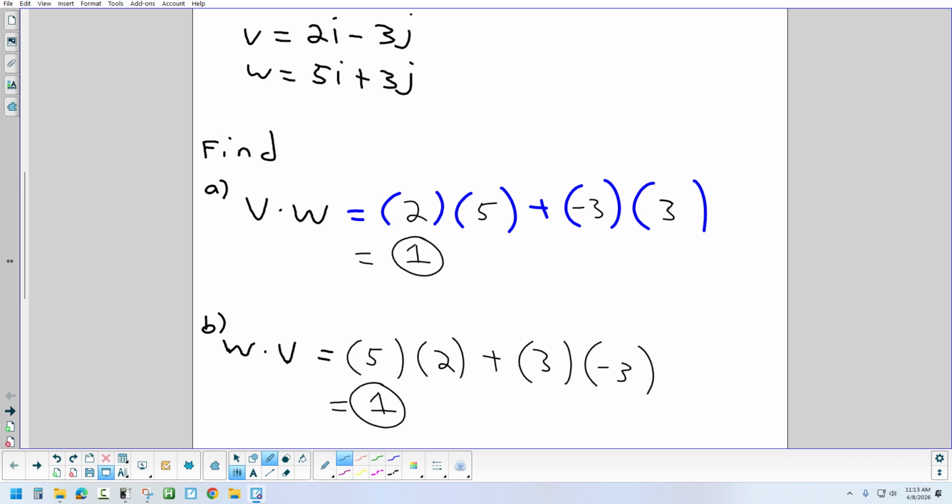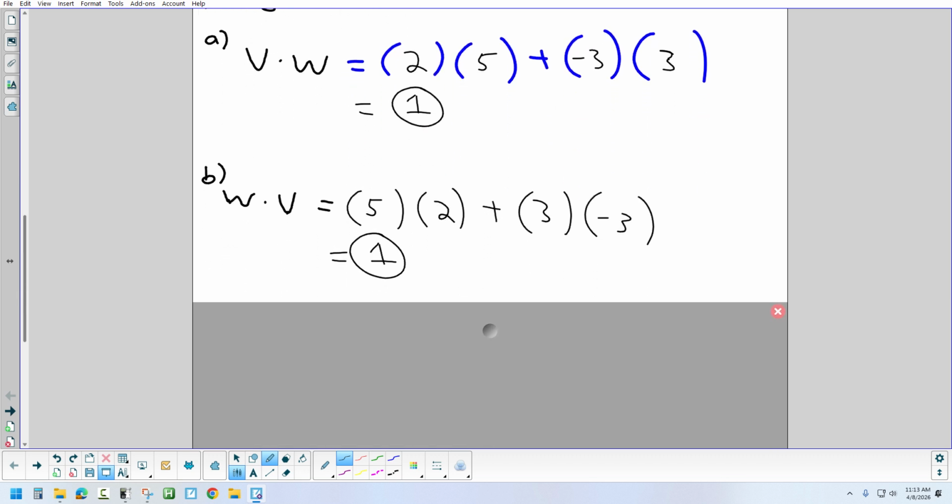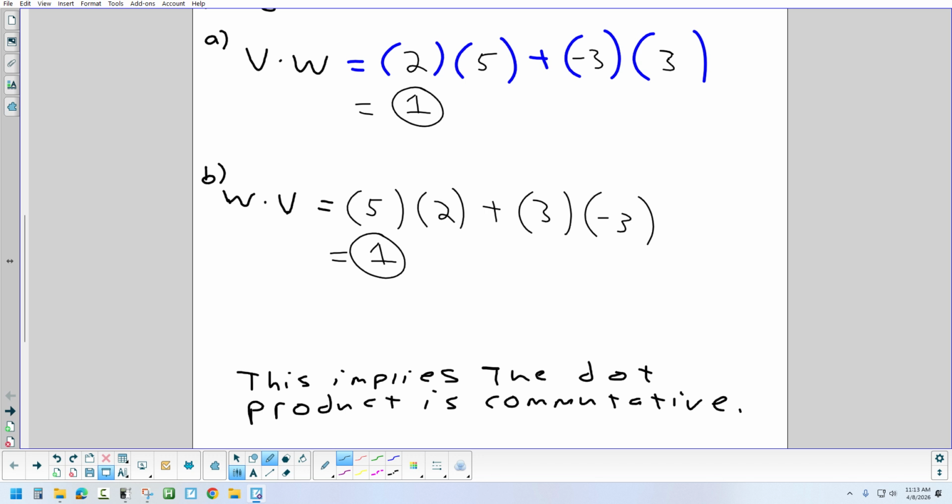And what property is that? Associative? No, not associative. Associative, you keep the order the same, you change grouping. Yeah, that's the commutative property. So this doesn't prove anything, but it suggests that the dot product is commutative, and it is. The dot product is always commutative. And that's like normal multiplication. When you multiply, if you do 3 times 6 or 6 times 3, you get the same thing.